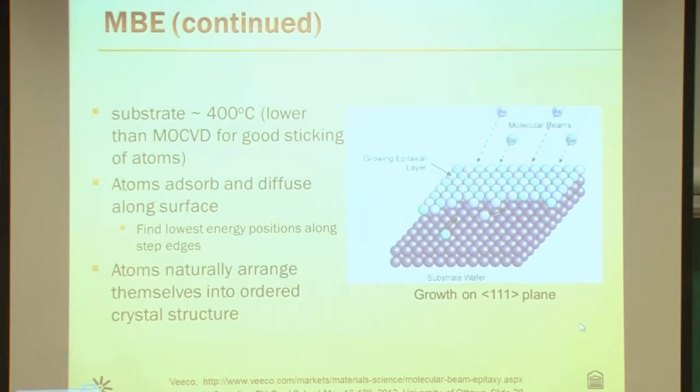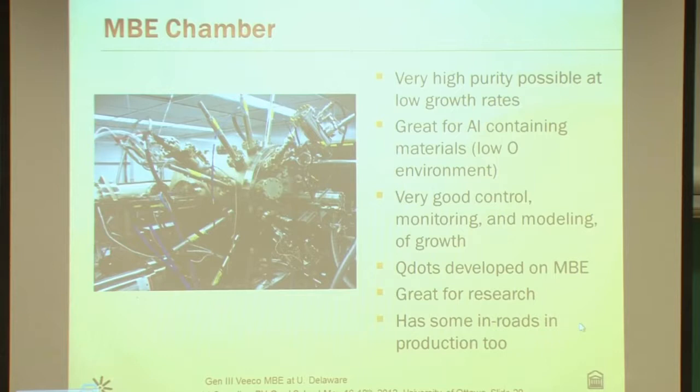The MBE chambers look something like this. It's high vacuum with high purity elemental sources, which means you can get quite high purity materials coming out of it. That makes it particularly great for aluminum-containing materials because there's low oxygen in the environment. Aluminum loves oxygen and will make aluminum oxide, which is not good. So MBE is well-suited for aluminum alloys.